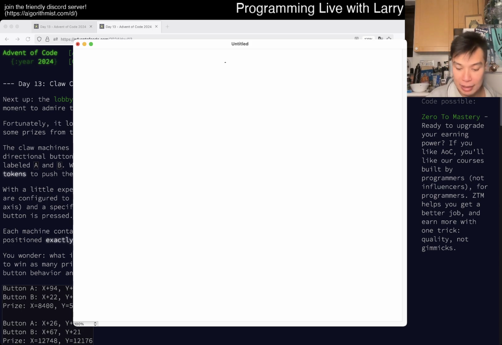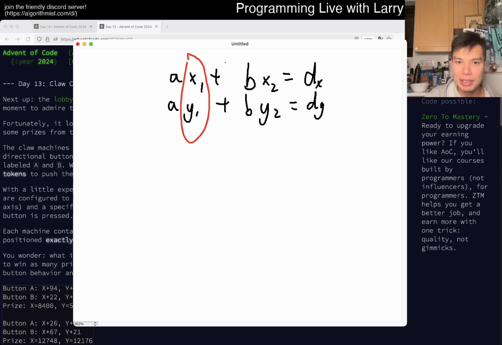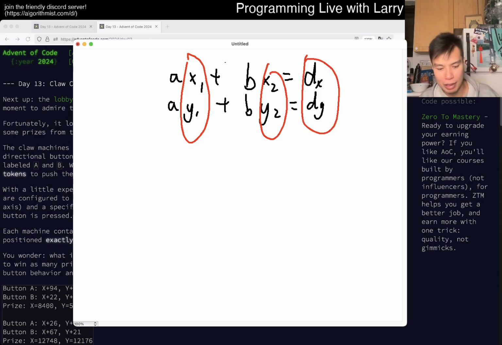For example, this is a set of linear equations. So first, you should write down the equations. Let's say A is the number of presses you have for A, and B is the number for B. Then the distance of x moved is going to be x1 plus x2 is equal to, say, d sub x for delta. And then same thing for the y dimension. Keep in mind that these are inputs for the problem.